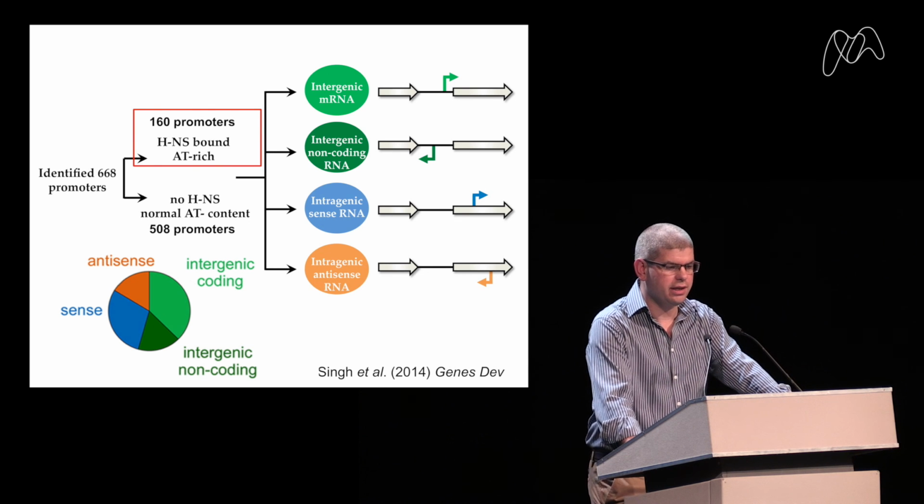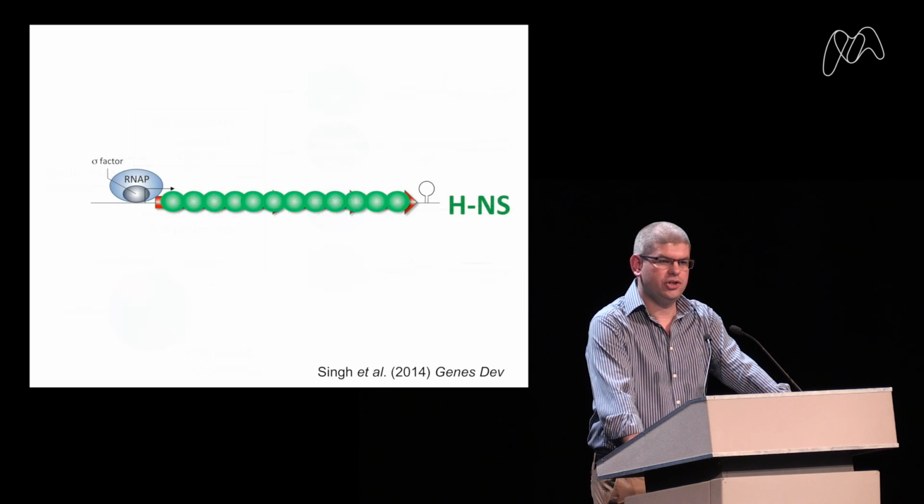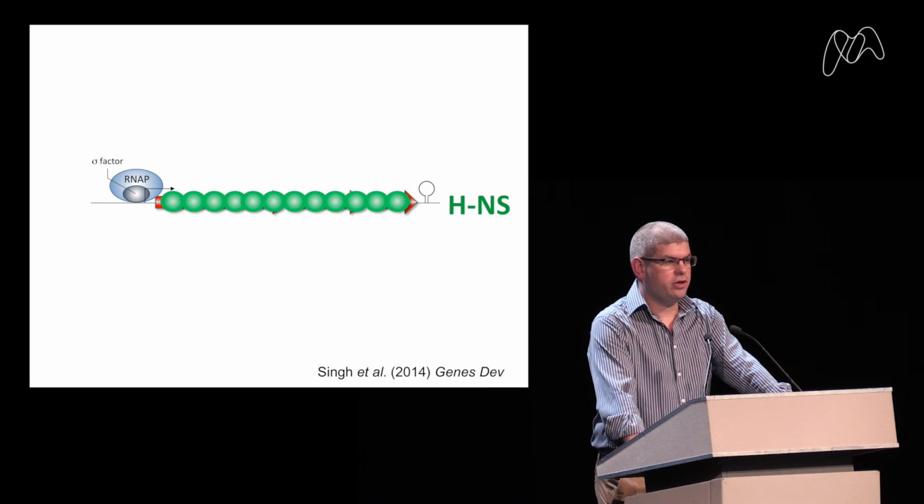So to go back to a slide I showed you earlier, I told you that we'd known for a long time that H-NS bound to these AT-rich genes and reduced transcription, but it was always assumed that H-NS was doing this by silencing the transcription of an mRNA, silencing transcription according to the operon model.